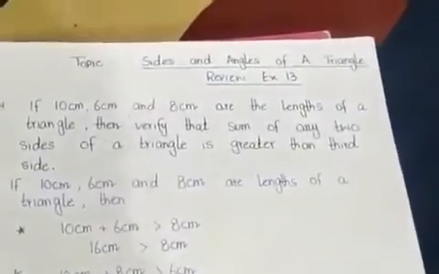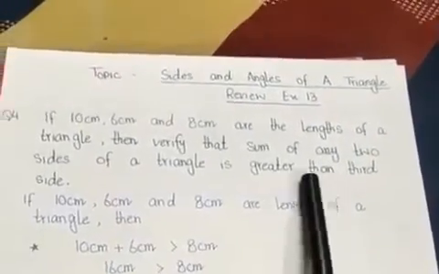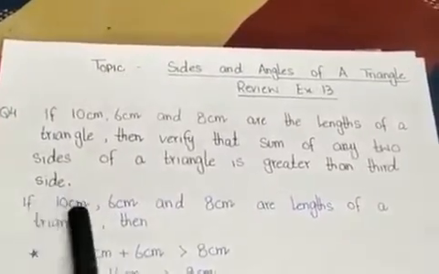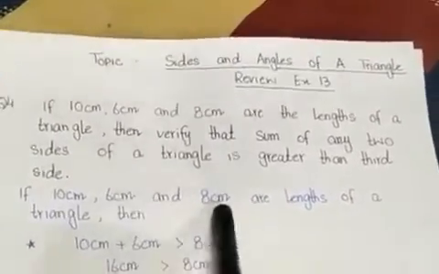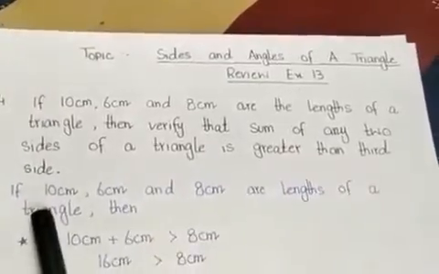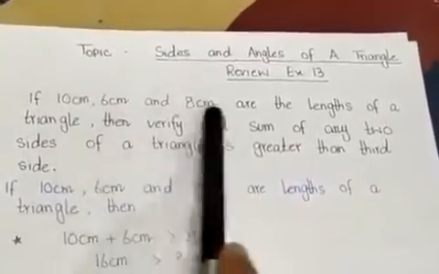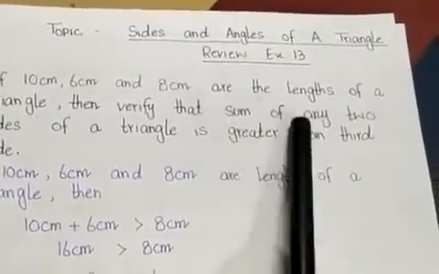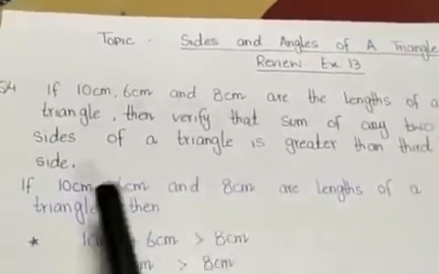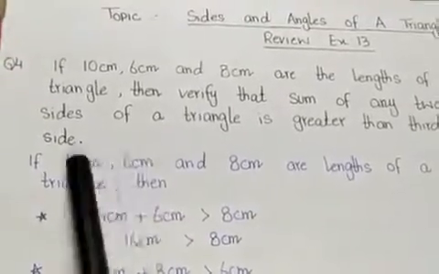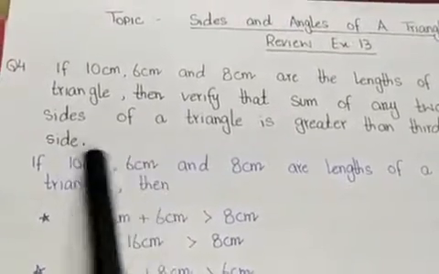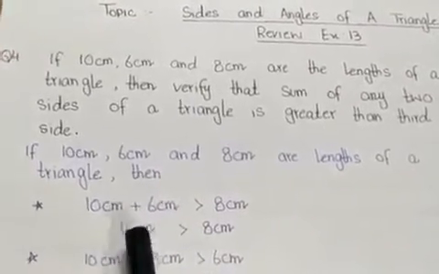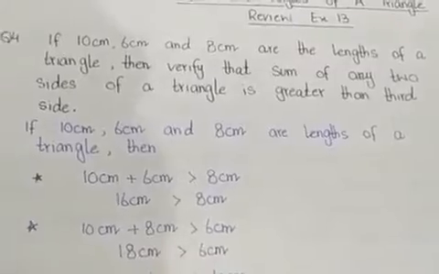Here is a solution. I have already written the question. So start the solution. Again we are making the summary, if 10 centimeter, 6 centimeter and 8 centimeter are the lengths of a triangle, these three are the sides of the triangle, then what we have to do? We have to take sum of two sides. So take sum one by one. First of all, I will add these two. 10 plus 6, it should be greater than this third side. 10 plus 6 is 16 and 16 is greater than 8.